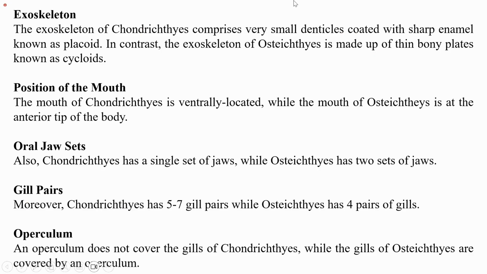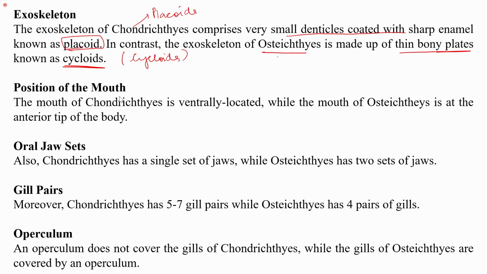Exoskeleton comprises: the exoskeleton of the chondrichthyes comprises very small denticles coated with sharp enamel, which is known as the placoid. So they have scales, placoid scales. In contrast, if I talk about the osteichthyes, they have thin bony plates, which are known as cycloids. So osteichthyes have cycloids, chondrichthyes have placoids. They have small denticles coated with the sharp enamel, which is the placoids, while the osteichthyes have cycloids.